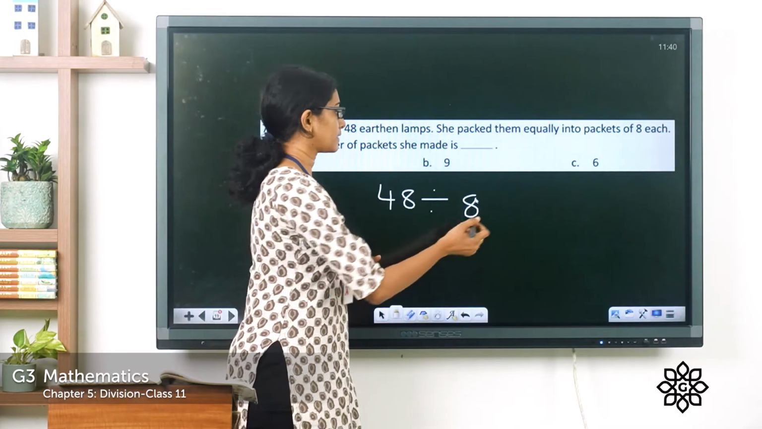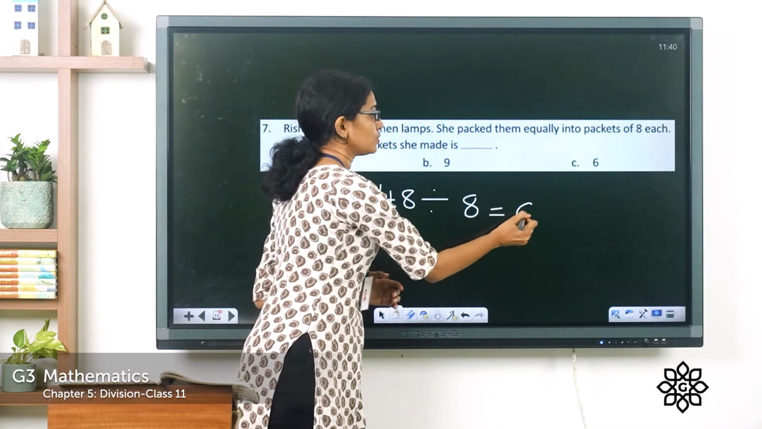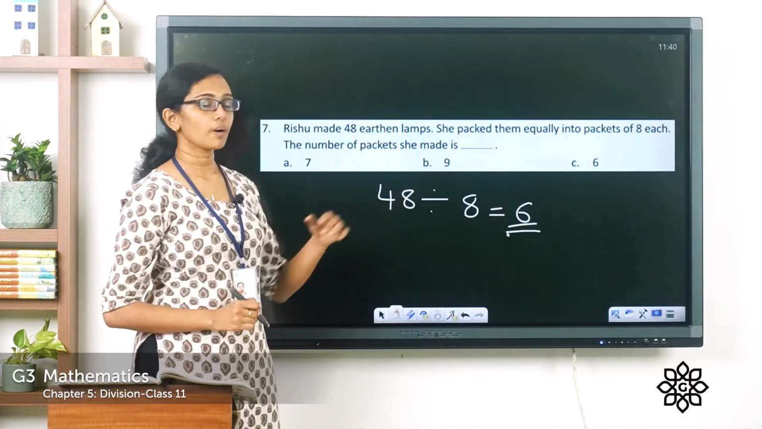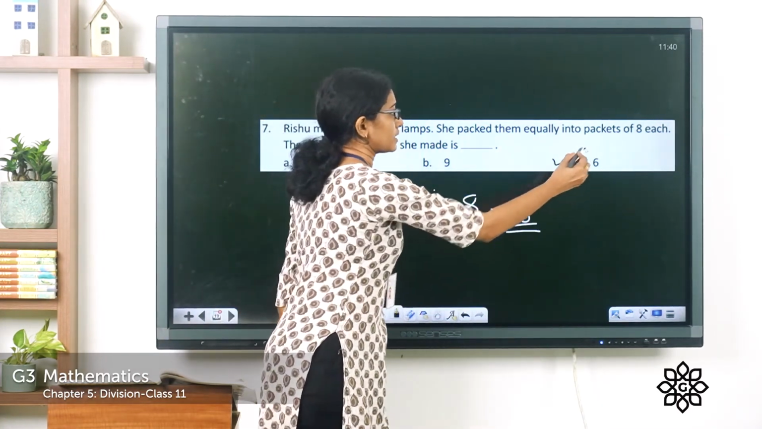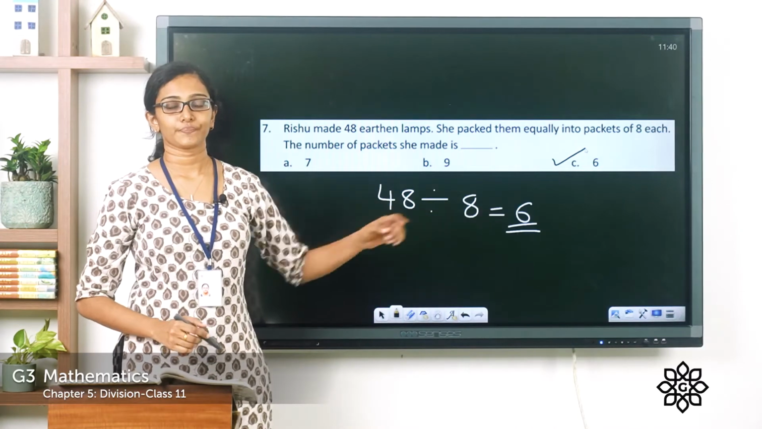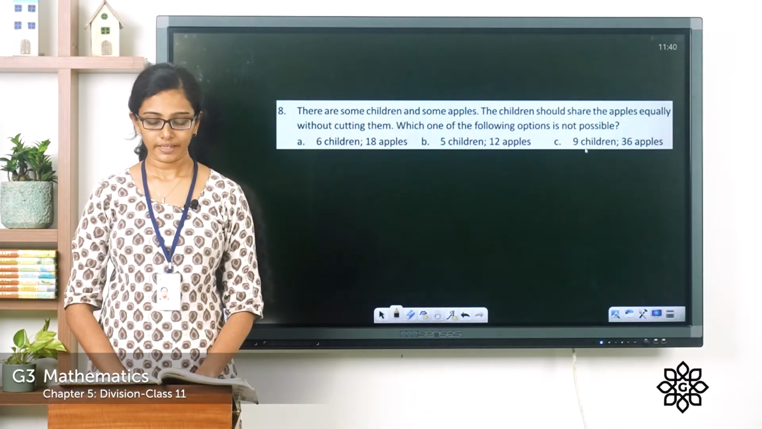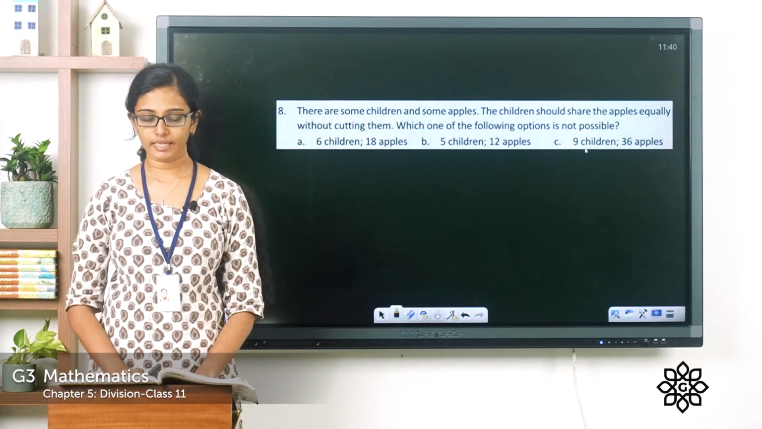So what is 48 divided by 8? That is equal to 6. And that is option C here. So the number of earthen lamps in each packet is equal to 6. Clear? Question number 8. There are some children and some apples.